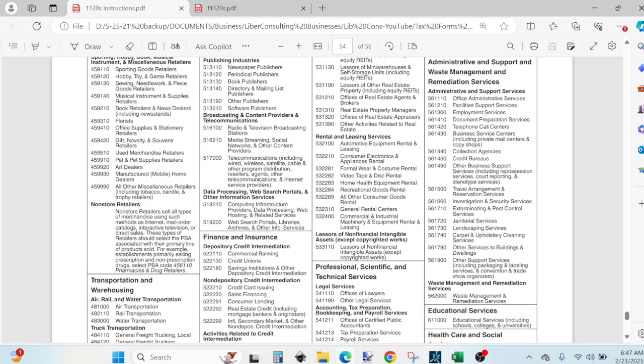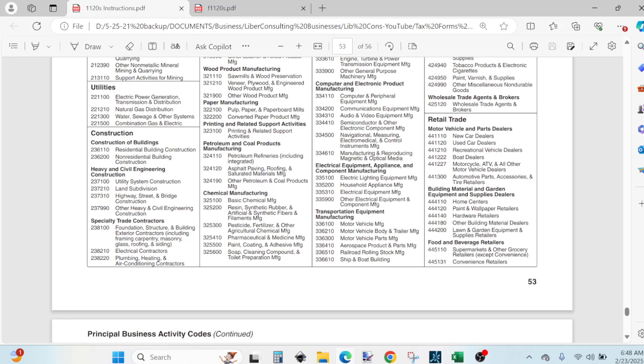And non-store retailer. Non-store retailers sell all types of merchandise using such methods as the internet. So they have it. Those types of retailers should select the number associated with the primary line of products sold. So you'll just scroll through it to see what you sell, what is your primary product line, and you choose the right number there to put on your form.